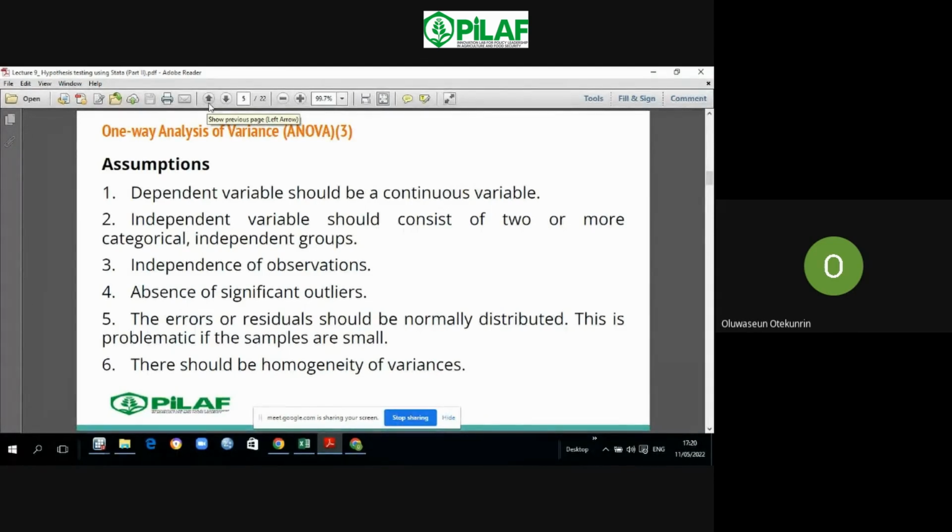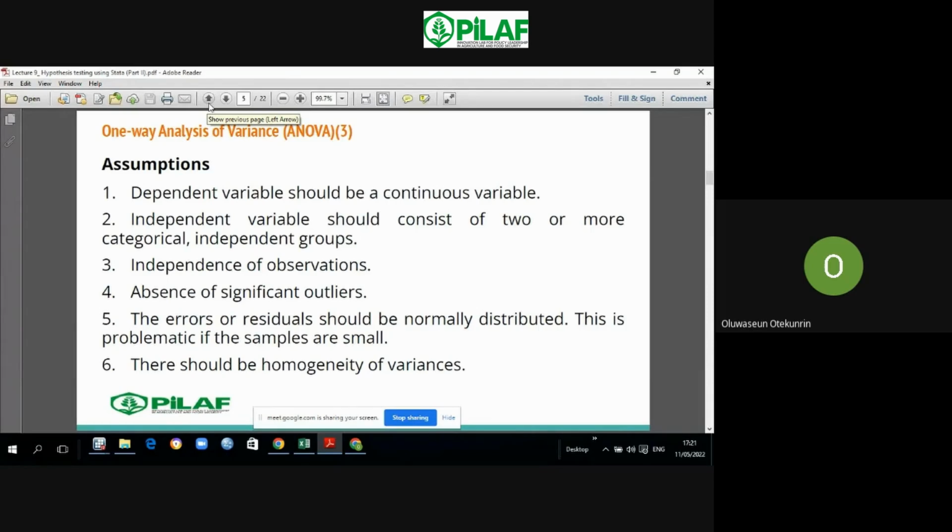Then assumption 2, the independent variable should consist of 2 or more categorical independent groups. We said we are using drug as our independent variable. You see that we have 4 groups there, 4 drug types. So that one has also been satisfied. Then number 3, we have independence of observations. The data has been collected using a randomization procedure, so that will lead to the independence of observations. So from our study design, essentially, we have been able to check assumptions 1, 2, 3.